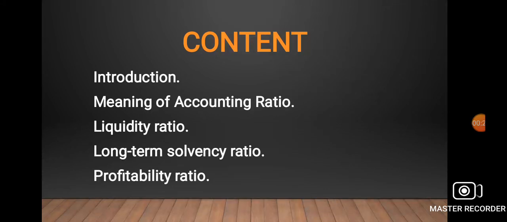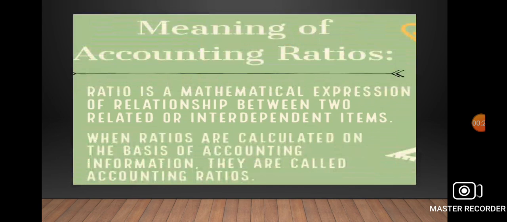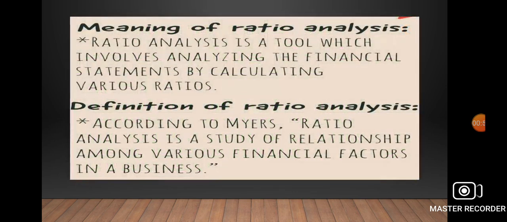Now we can see the topic, meaning of accounting ratio. Ratio is a mathematical expression of the relationship between two related or interdependent items. When ratios are calculated on the basis of accounting information, they are called accounting ratios. Then the second topic, meaning of ratio analysis.